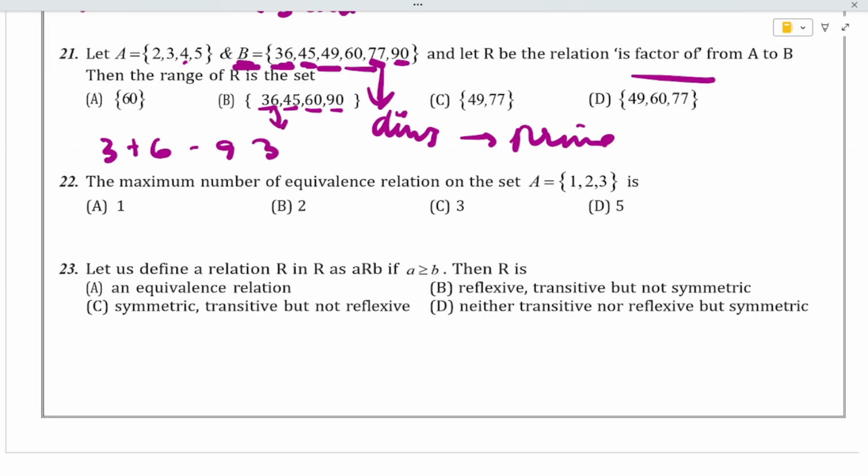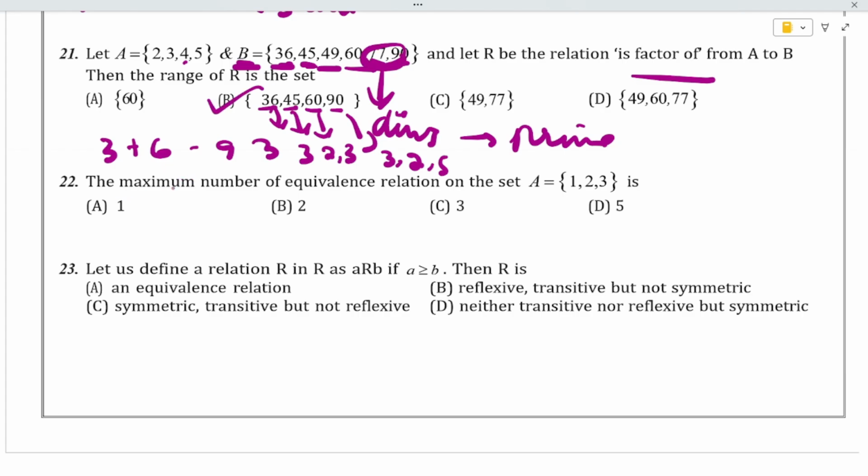This is divisible by what? 3. Again this 9, it is also divisible by 3. 60 is divisible by 2 as well as 3. 90 is also divisible by 3 as well as 2 as well as 5. Again, so many it will be divisible. I have said just examples, but 77 is not divisible, so you can say it is the odd one out.